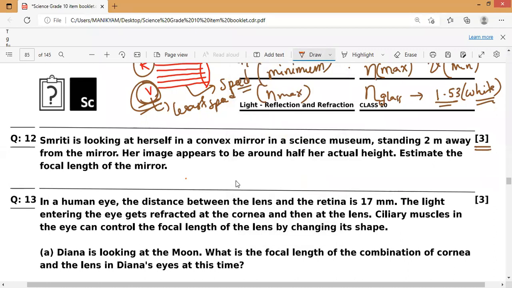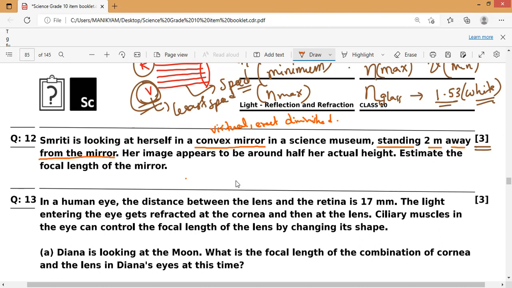So let us see. Smriti is looking at herself in a convex mirror. Convex mirror means you might be thinking of so many things. What does a convex mirror mean? Always erect and diminished image. Very good. Smriti is standing 2 meters away from the mirror.